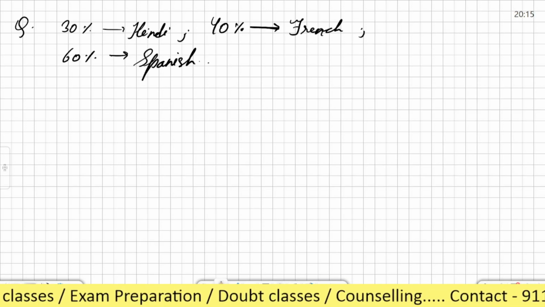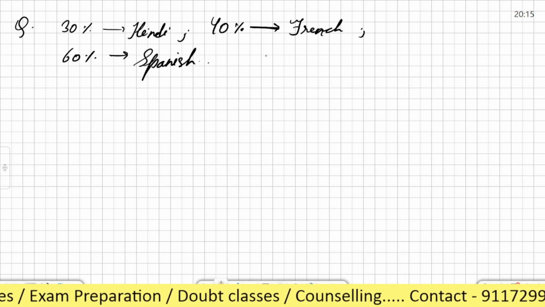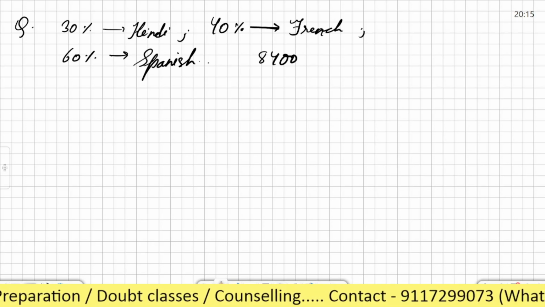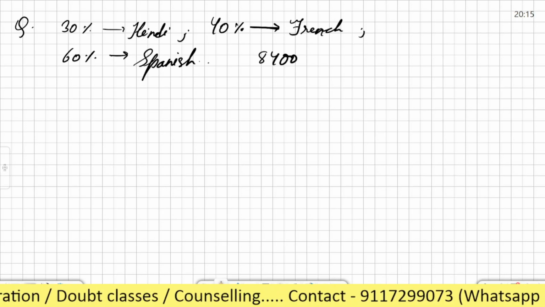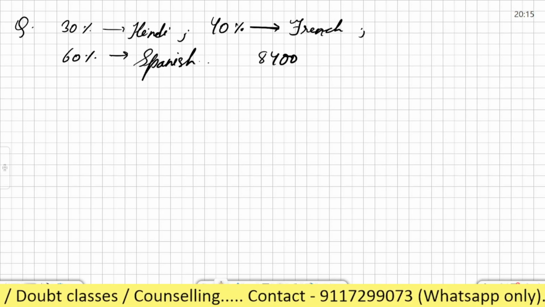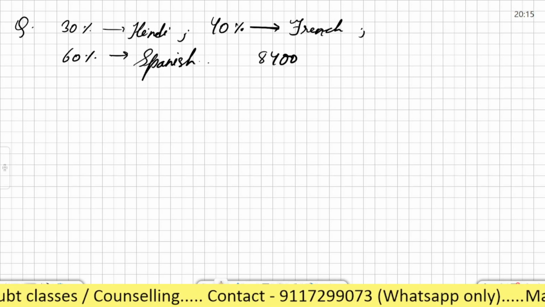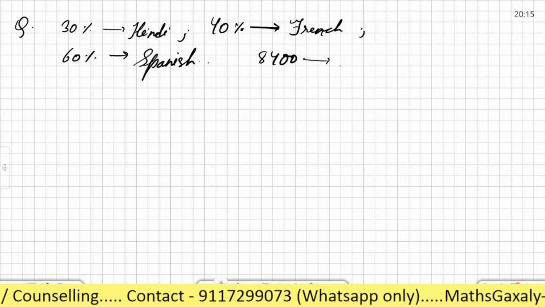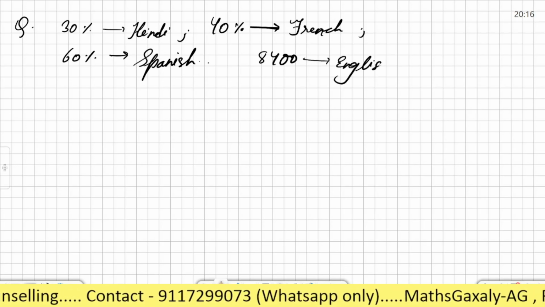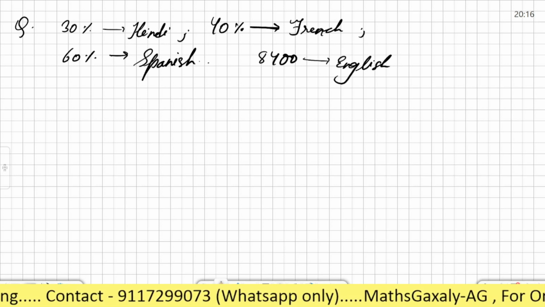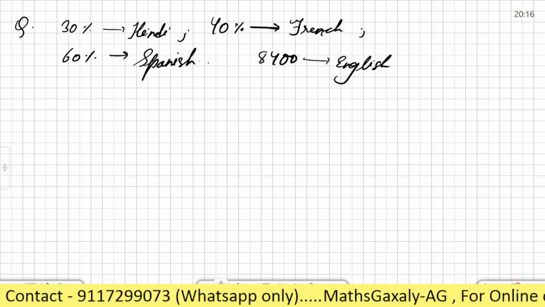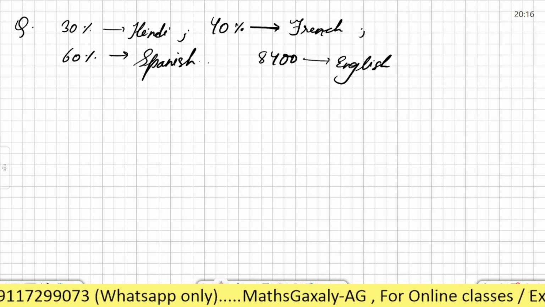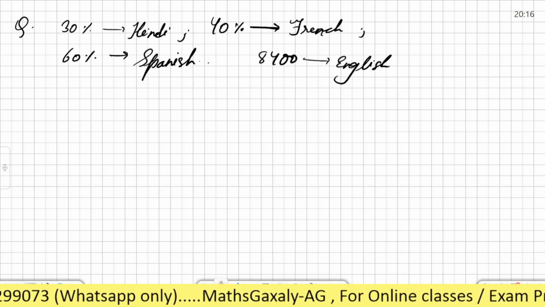The remaining 8,400 books are in English language. What is the total number of books in the library?